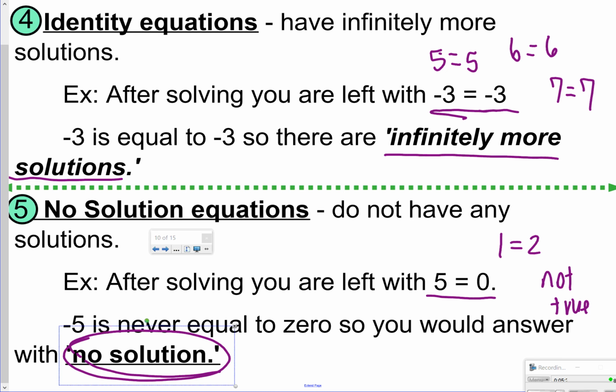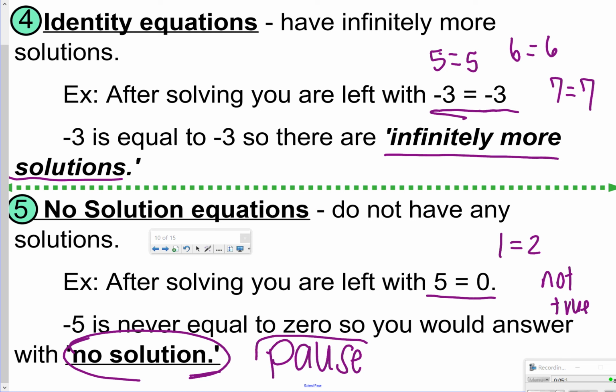This is super important to write down, so you're going to pause the video here. Go ahead and write down what it means for identity equations and no solution equations, and then once you're done, click play, and I'm going to show you what those look like.